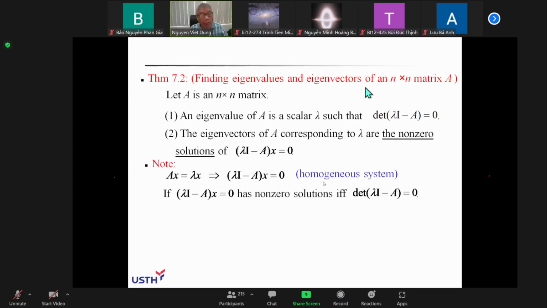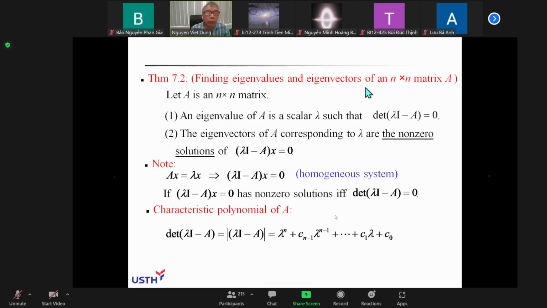And once again, we need to explain why we get that. Because AX equals lambda X implies that (lambda I minus A) multiplied by X equals 0. That is a homogeneous system of linear equations. And we know already that such a homogeneous system has a non-zero solution if and only if the determinant of lambda I minus A equals 0. Because of that, lambda must satisfy that equation.